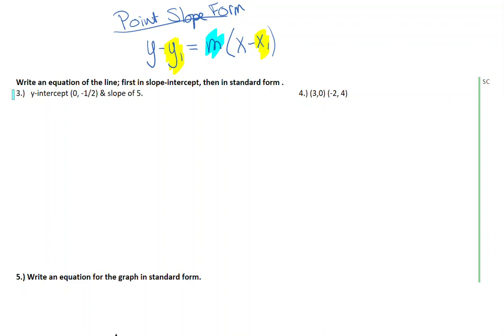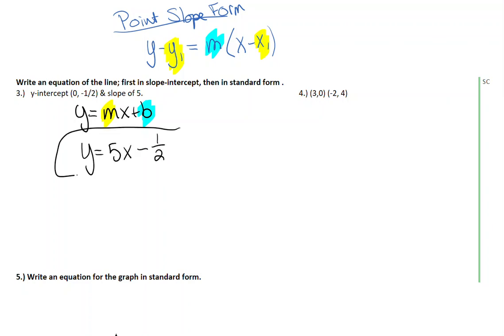In this section, it's asking us to write an equation of a line, first in slope-intercept and then in standard form. So you really have to think about what you were given. In number 3, it gives us the y-intercept and the slope. So this would be a perfect example of using slope-intercept form. We're going to plug in the slope here. We're going to plug in the y-intercept here. When we do that, we get y equals 5x minus 1/2. So there's our slope-intercept, okay? That checks the box for this first to-do.